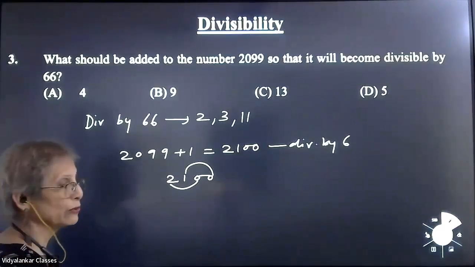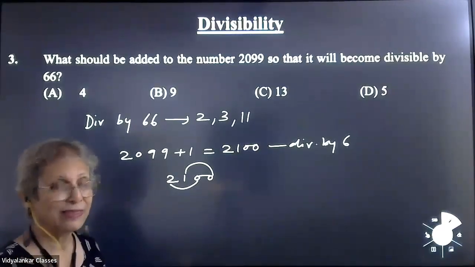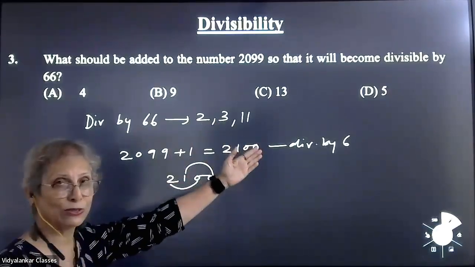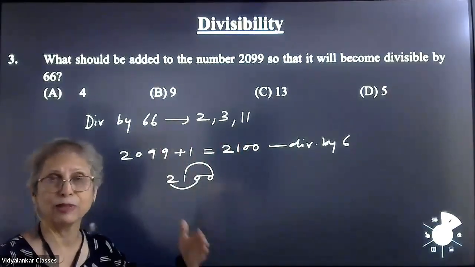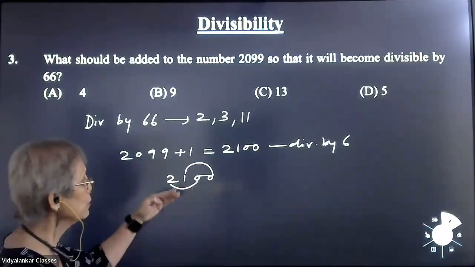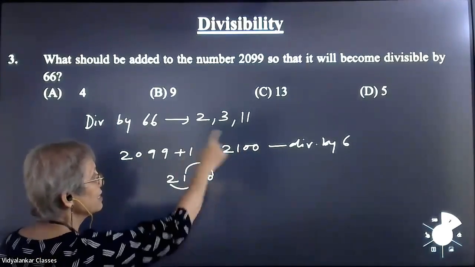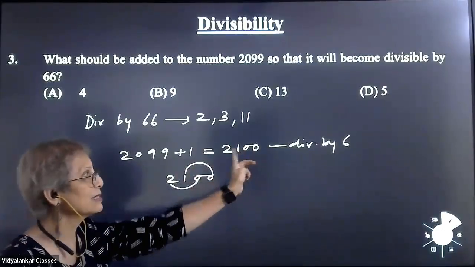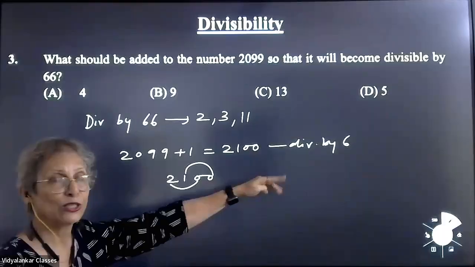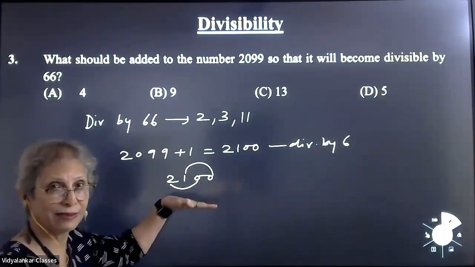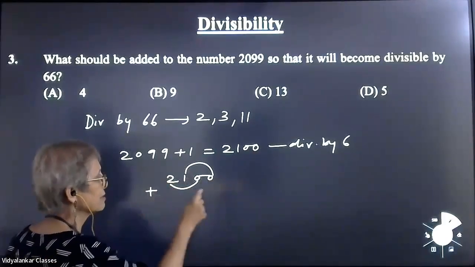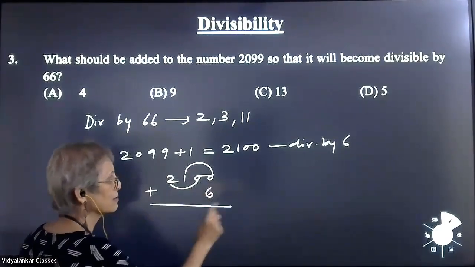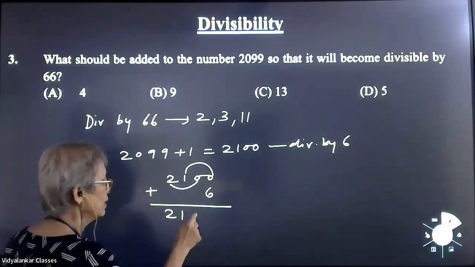So now what do we have to do? To get the number which is also divisible by 11, we have to go on adding 6, because this number is divisible by 6, so we don't want to change that. So keep adding 6. First, let us add 6. So what will you get?